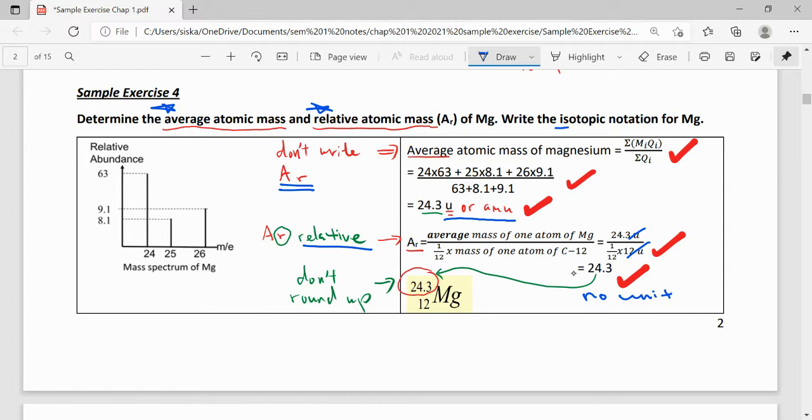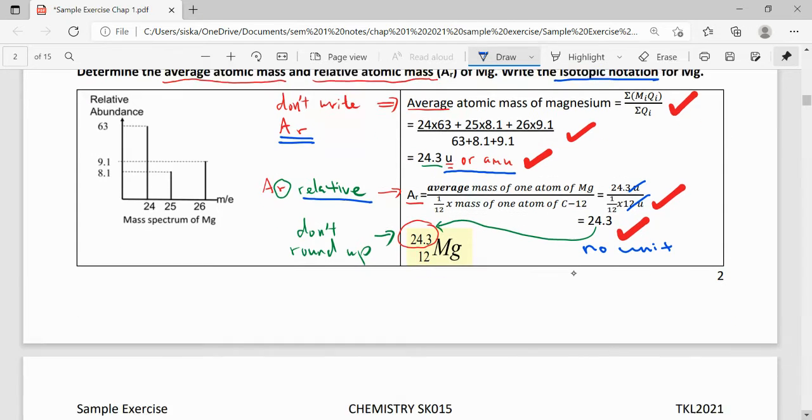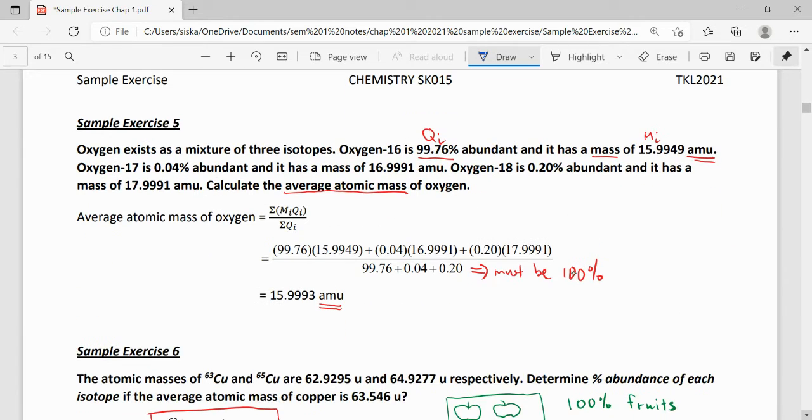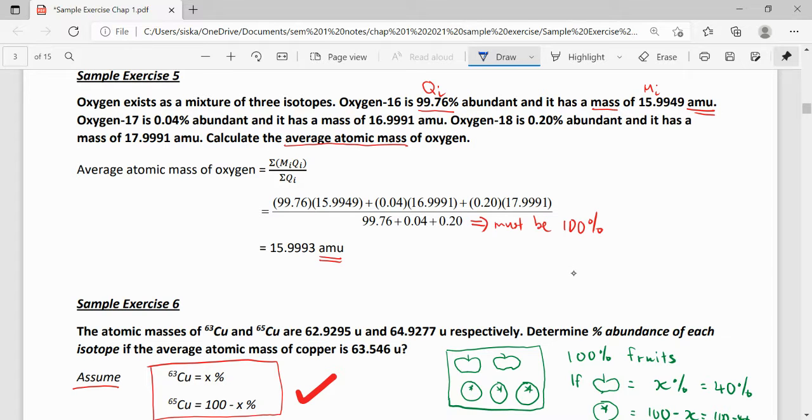If you are asked to write the isotopic notation, remember we do not round up the final answer. So your average atomic mass will be 24.3, not 24. Okay, so this one is most important. You must be able to recognize what is the abundance and what is the mass.